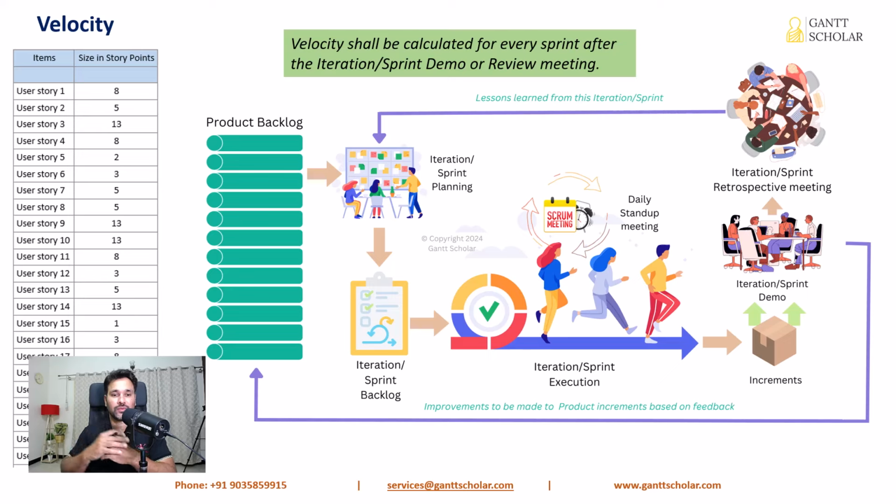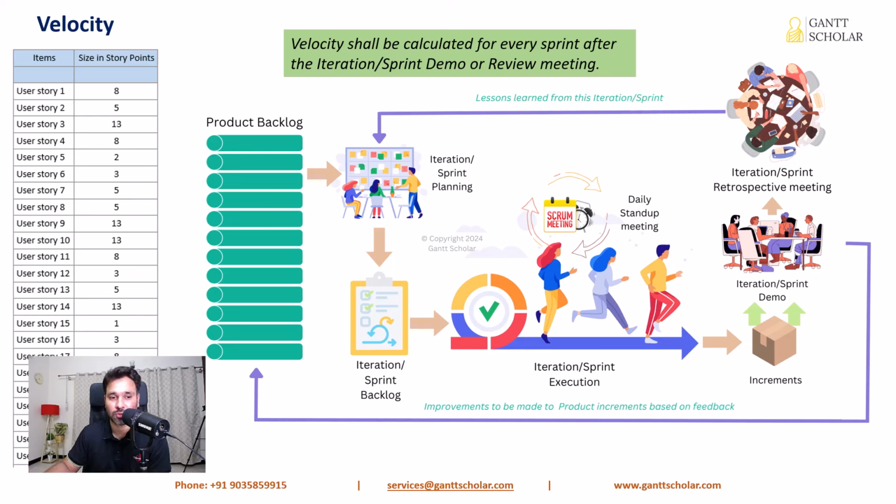Okay, now we will understand how to calculate the team velocity. Velocity shall be calculated for every sprint or iteration after we complete the sprint, and this will happen after we finish the product demo meeting, otherwise called the sprint review or iteration review meeting. So here you have the overall Agile framework, to be specific, the Scrum framework. Most of the Agile methodologies will be similar to Scrum. For example, extreme programming is very similar to Scrum. So let's use Scrum for our discussion to understand how to calculate velocity.